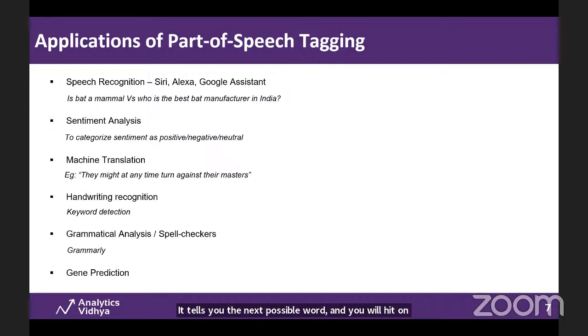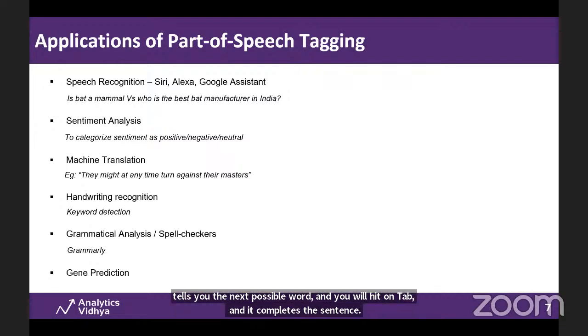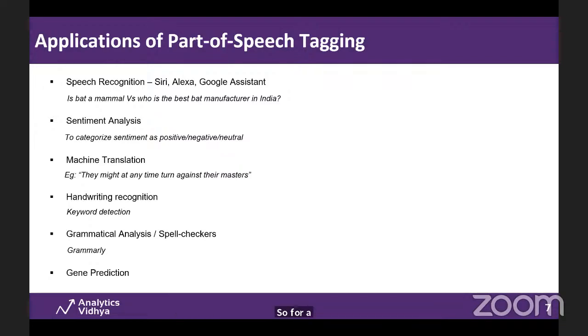So for a machine to do that, POS tagging is very important and it is a prerequisite to arrive at that solution. Coming to gene prediction, I would say gene prediction is an application of hidden Markov model, which I will explain in a later section.